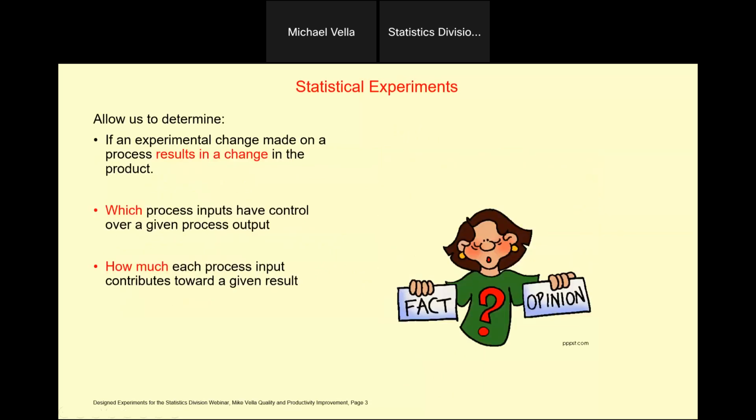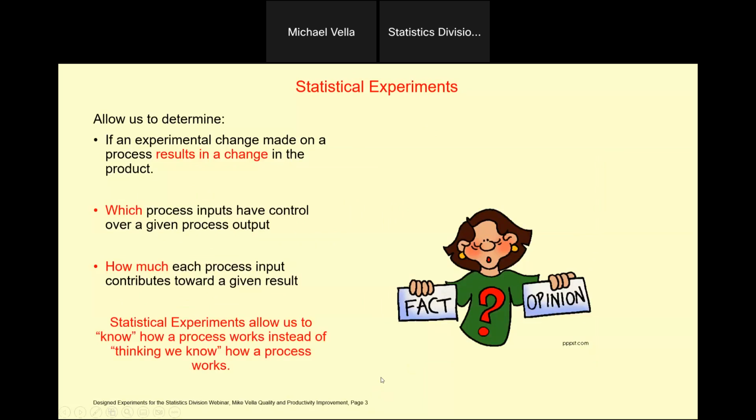So we'll start out with statistical experiments. As you know, they allow us to determine if an experimental change made on a process results in a change in the product, and which process inputs then have control over a given process output, and how much each process input contributes towards a given result. Statistical experiments allow us to know how a process works instead of thinking we know how a process works. It's very common on the manufacturing floor, when there's a lot of question about a process, that there are a lot of people with opinions, and you really need to have those replaced with facts.